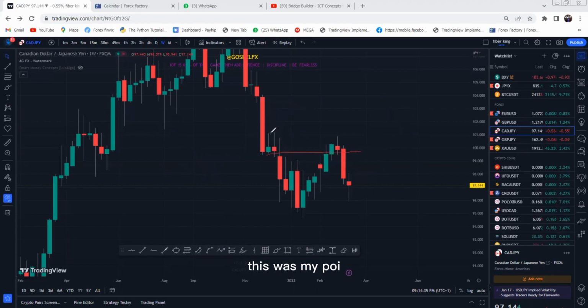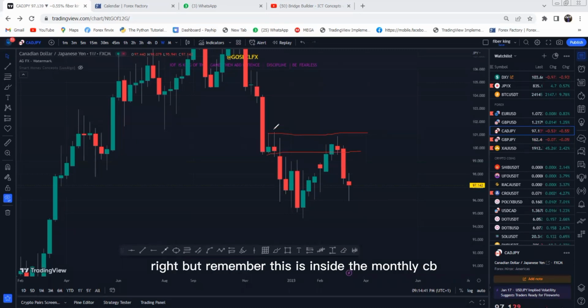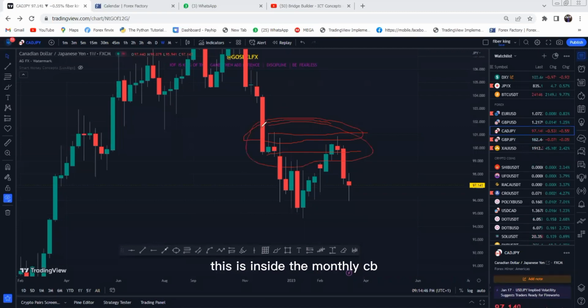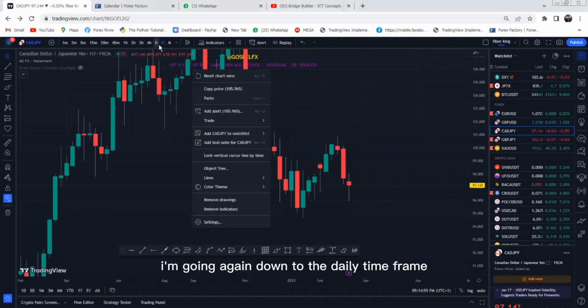Now this was my POI from the weekly chart. But remember, this is inside the monthly CB. So I'm refining this order block inside the monthly CB. So now with that in mind, I'm going again down to the daily time frame.